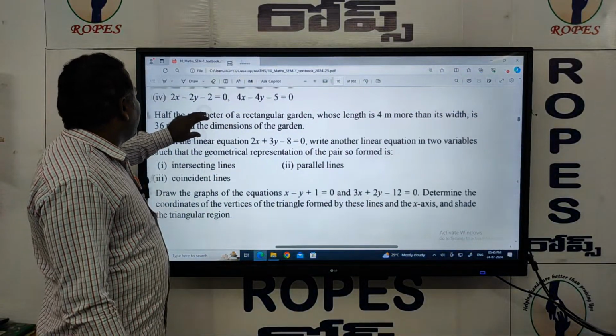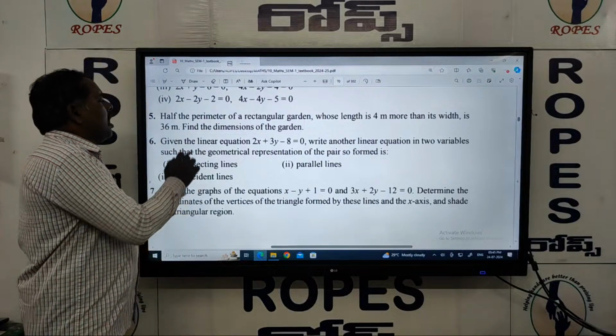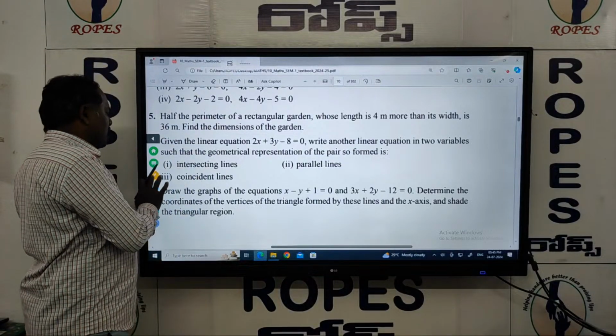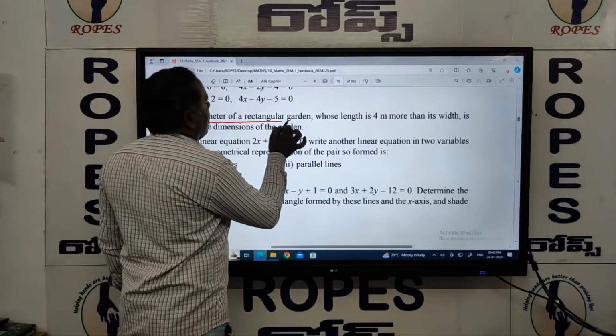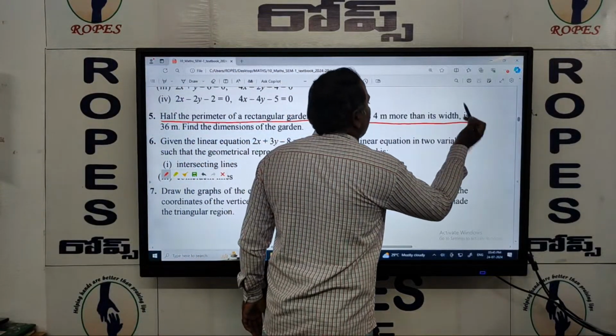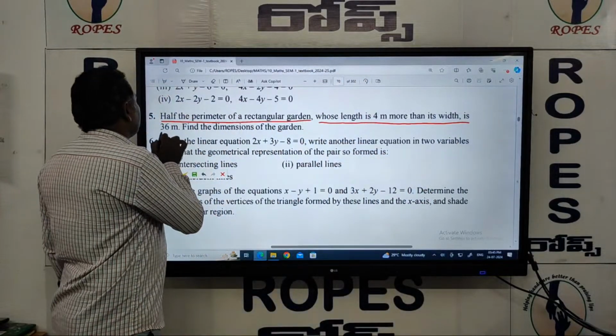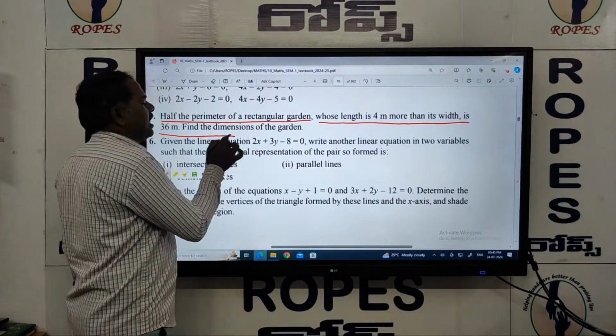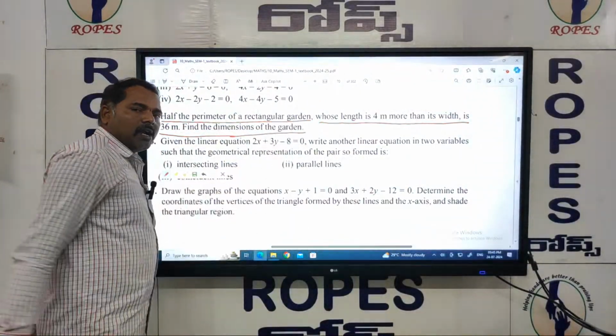Here, half of the perimeter of the rectangular garden, whose length is 4 meters more than its width, is 36 meters. Find the dimensions of the garden.